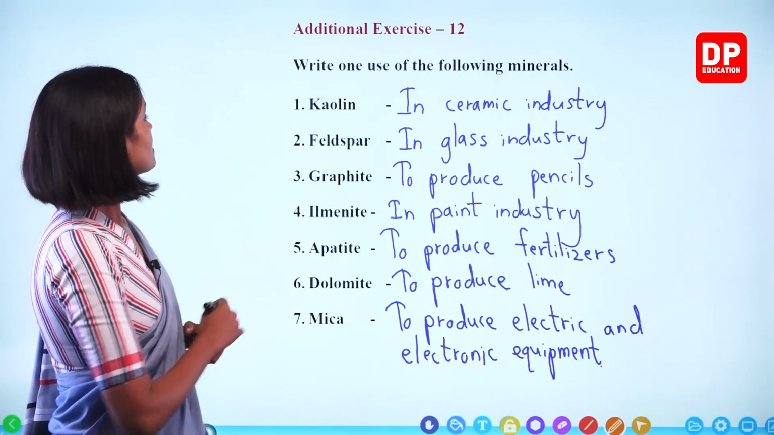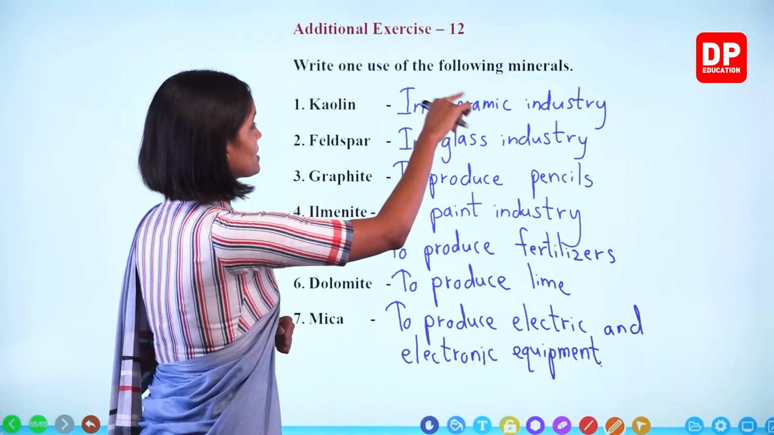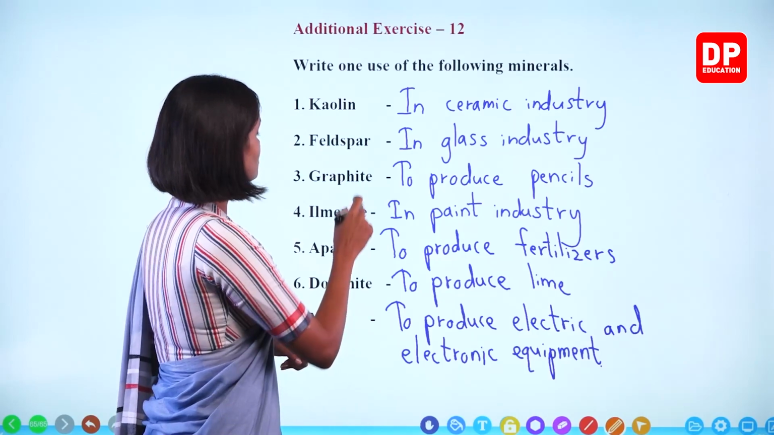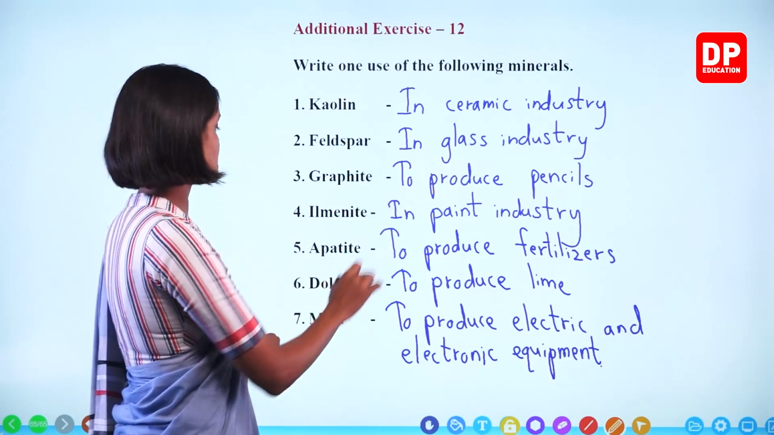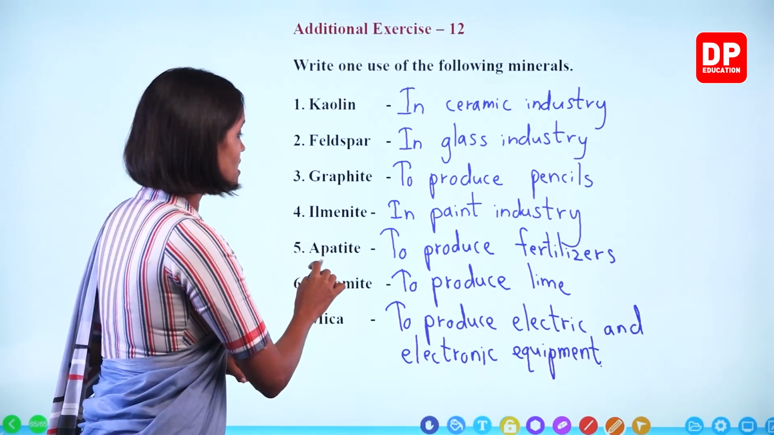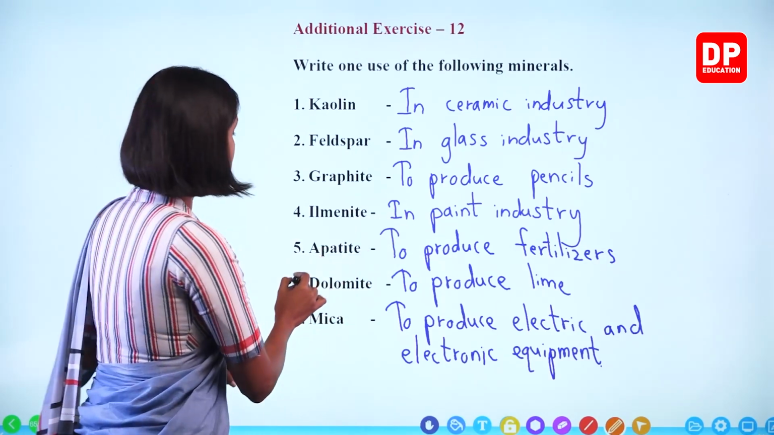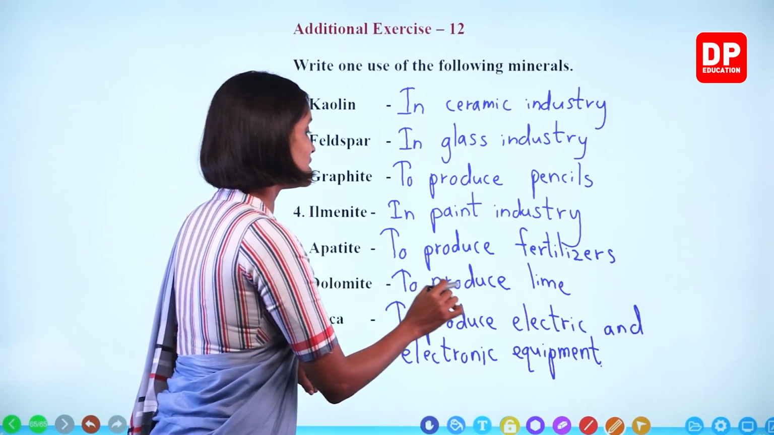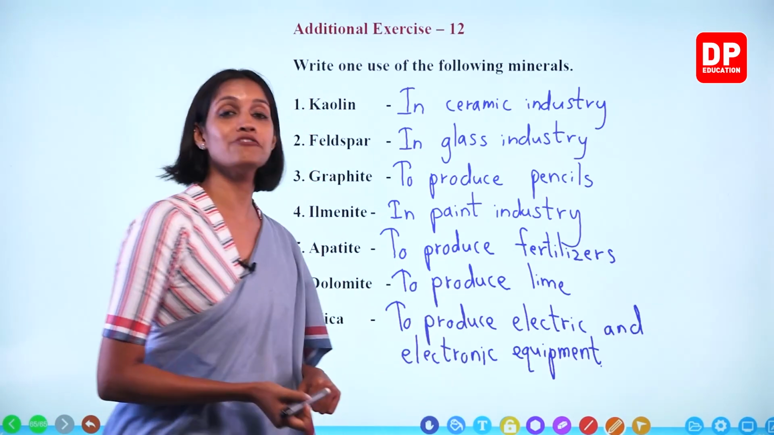Okay, children? Kaolin is used in the ceramic industry. Feldspar in the glass industry. Graphite to produce pencils. Ilmenite in the paint industry. Apatite to produce fertilizers. Dolomite to produce lime. Mica to produce electric and electronic equipment.